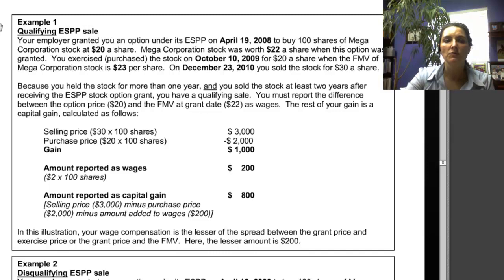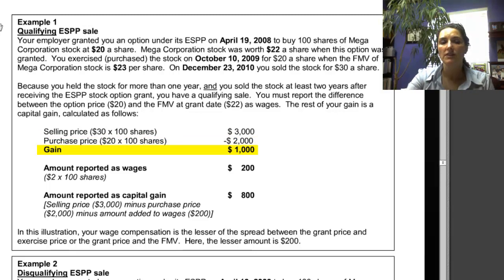You must report the difference between the option price of $20 and the fair market value at grant date, $22, as wages. The rest of your gain is a capital gain calculated as follows. The selling price is $30 times 100 shares, or $3,000. The purchase price is $20 times 100 shares, or $2,000, giving you a gain of $100.